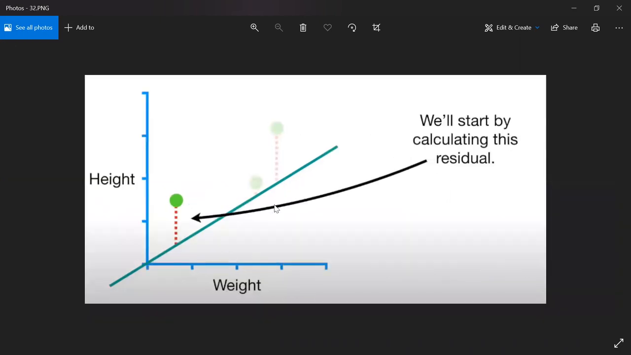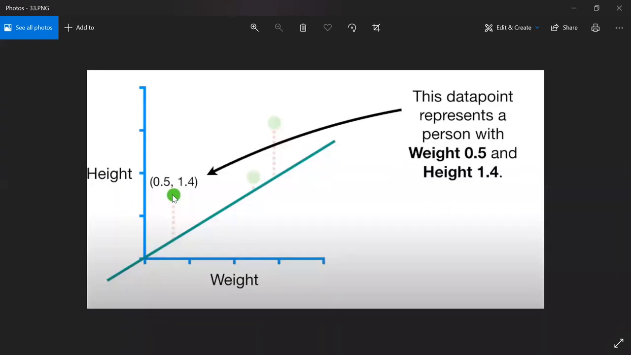So we'll start calculating the residuals for one point, in the 3 points I have, right, guys? The first point, let's do this. Is this actual or predicted? 0.5, 1.4. This is actual. This data point represents a person with weight 0.5 and height 1.4.